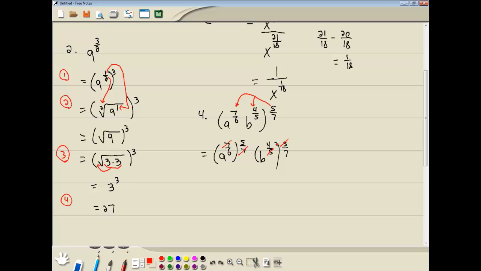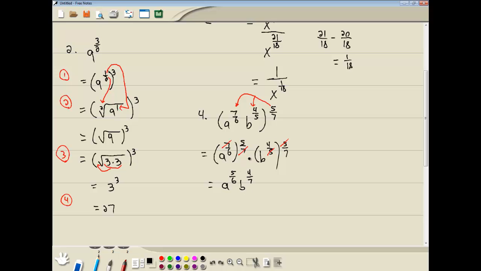The rule is when you're multiplying fractions, which would be your next step, you simplify first. And if you got a number up on top and a number on the bottom, both divisible by the same number, then you divide them. 5 and 5 are both divisible by 5, so that's why we cancel those. Which gives us a to the 5/6, b to the 4/7.